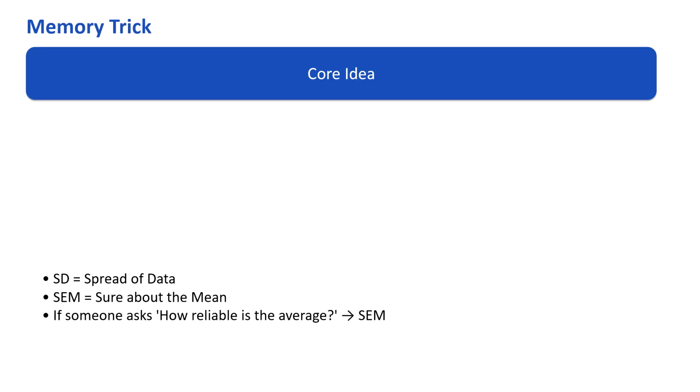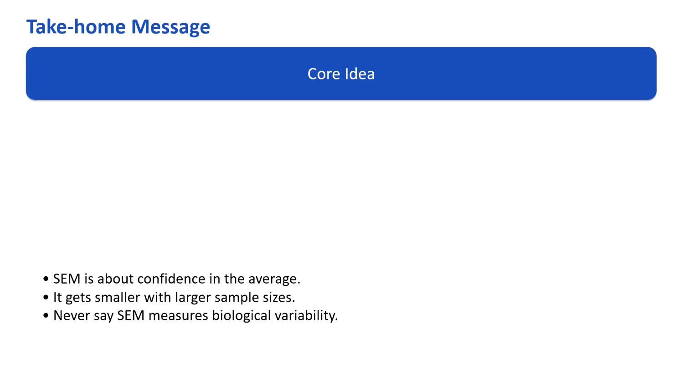And here is a very easy memory trick to understand the difference between the standard deviation and the SEM. The SD stands for the spread of the data, and the SEM means you are sure about the mean. It's not the formal definition, but it's surprisingly effective for remembering the difference. So let's summarize everything. SEM is a measure of precision, not variability. Larger sample sizes produce smaller SEM values because the estimate becomes more reliable. Never say SEM measures biological variation. That's the job of standard deviation.